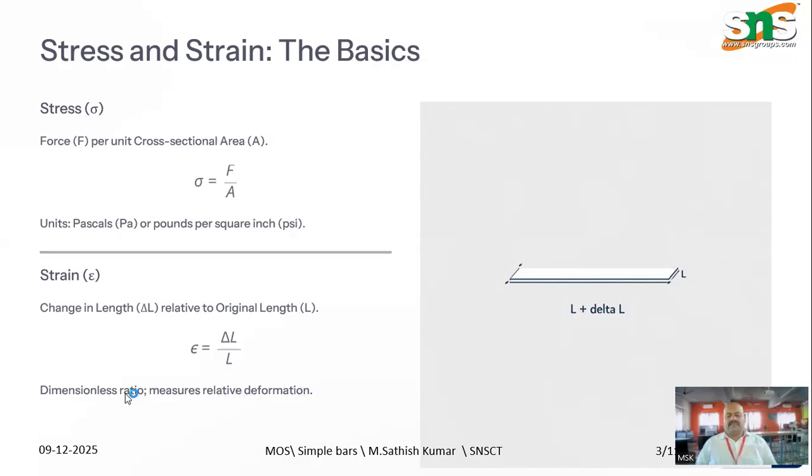Why is it called a dimensionless ratio? Because both the denominator and numerator are of the same unit, mm and mm. So the two get cancelled, and there is no unit for strain.